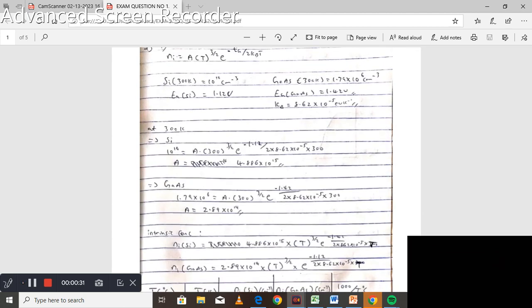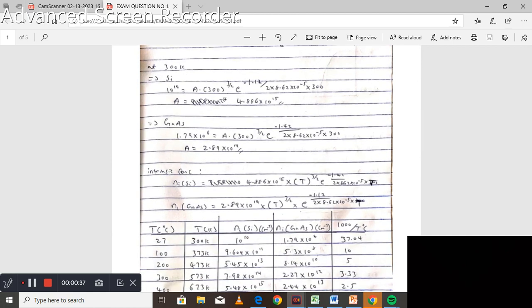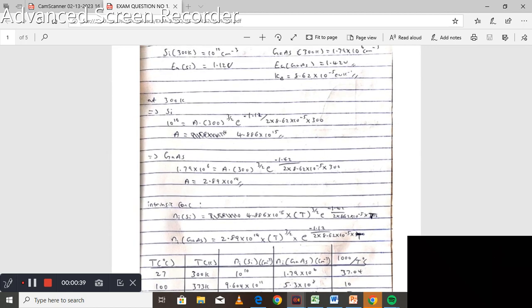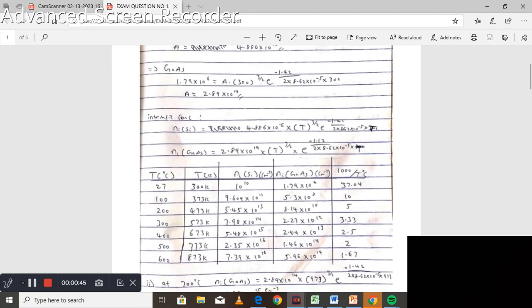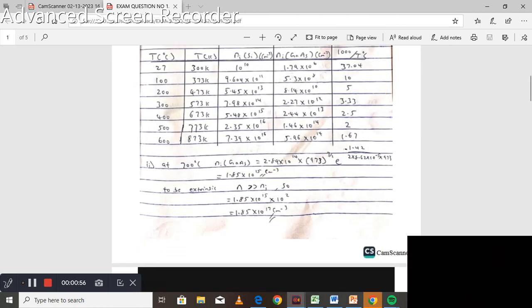I equated the intrinsic carrier concentration of silicon and GaAs at 300 Kelvin. Then I found the constant A, which is the mass. Using that, I derived an equation to find each intrinsic carrier concentration at different temperatures. This is the table I used.